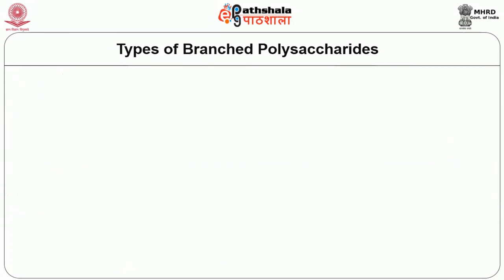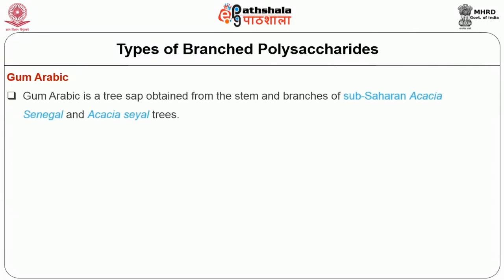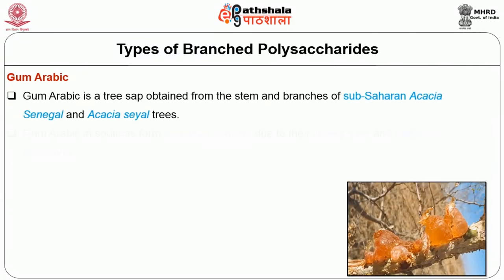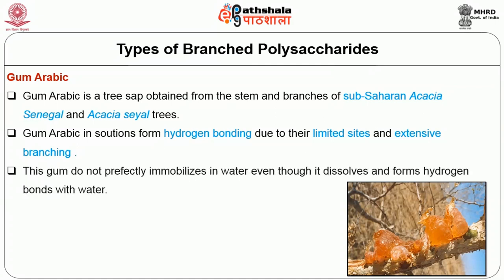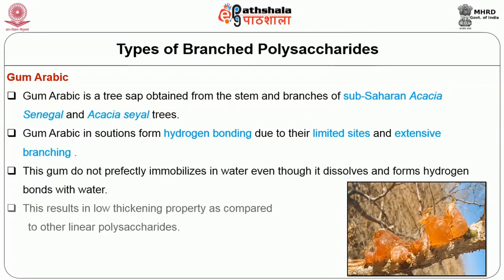abruptly. In these branched polysaccharides, we will discuss gum arabic now. Gum arabic is a tree sap obtained from the stem and branches of sub-Saharan Acacia senegal and Acacia seyal trees. Gum arabic in solutions forms weaker hydrogen bonding due to limited size and extent of branching. This gum does not perfectly immobilize water, even though it dissolves and forms hydrogen bonds with water. As a result, it has low thickening property as compared to other linear polysaccharides.